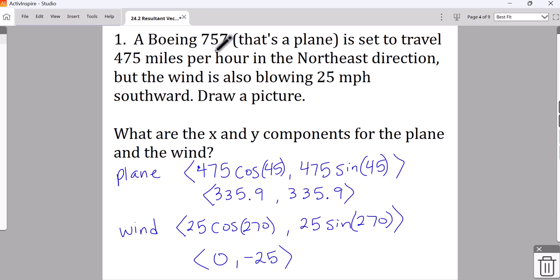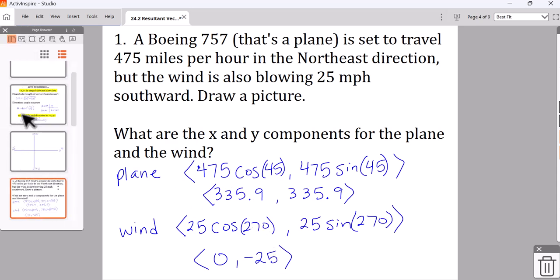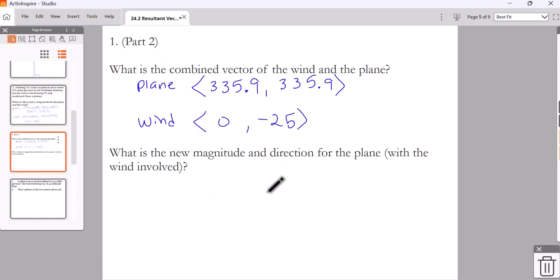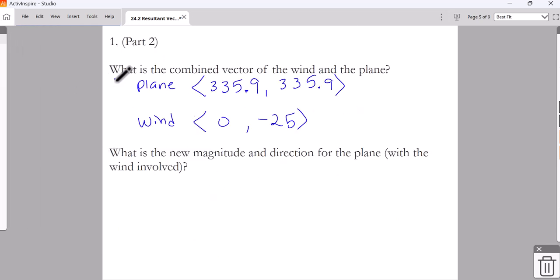A Boeing 757 is set to travel 475 miles per hour in the northeast direction, but the wind is also blowing 25 miles per hour in the southward direction. We found the x and y components from the magnitude and the direction in that last video. The next step is we want to combine the vectors of the wind and the plane. AKA, we're just going to add these two vectors together.